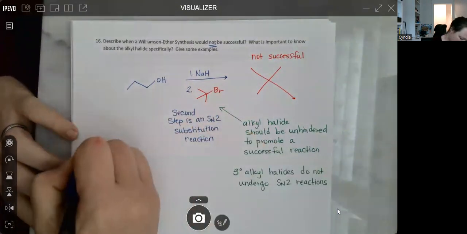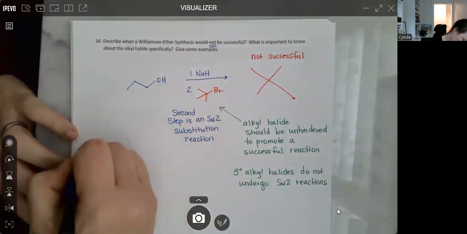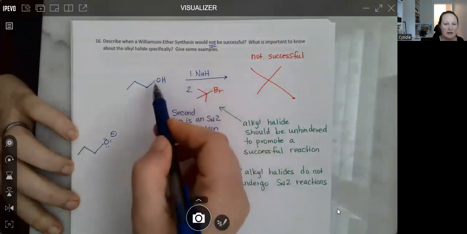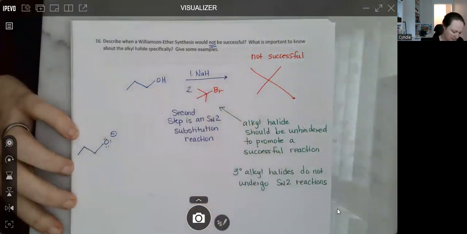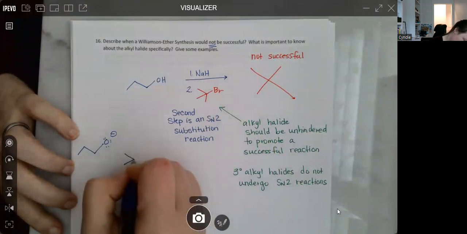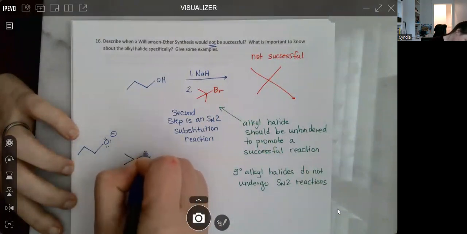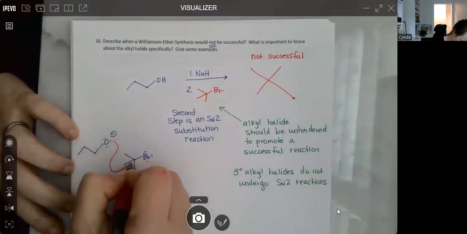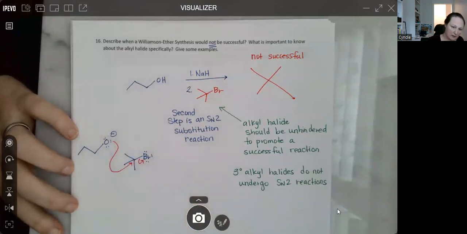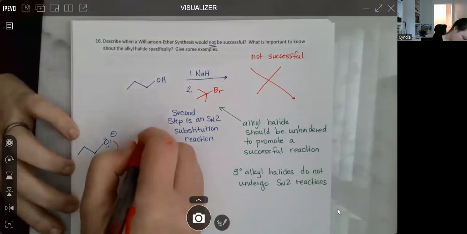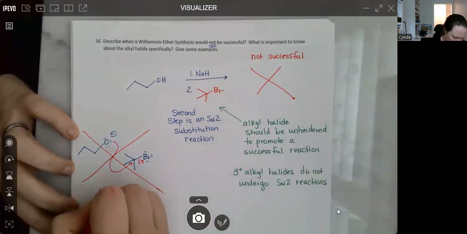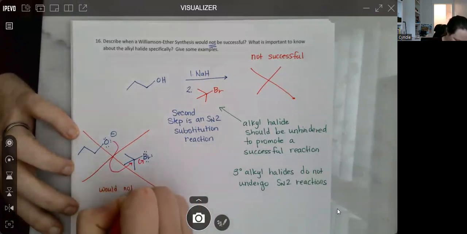So after the first step, we would have the alkoxide, right after sodium hydride deprotonates the alcohol. And then if it attempted to do an SN2 reaction on a tertiary alkyl halide, we would do a big X. That does not work.